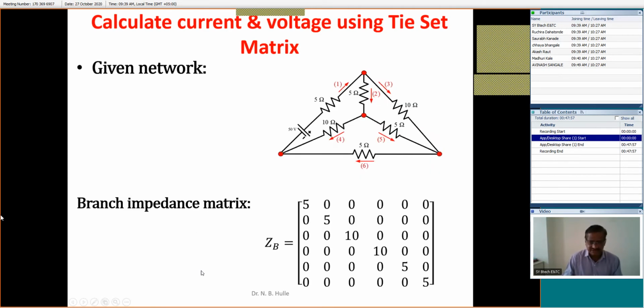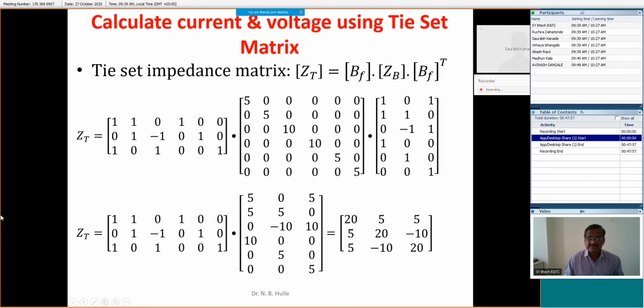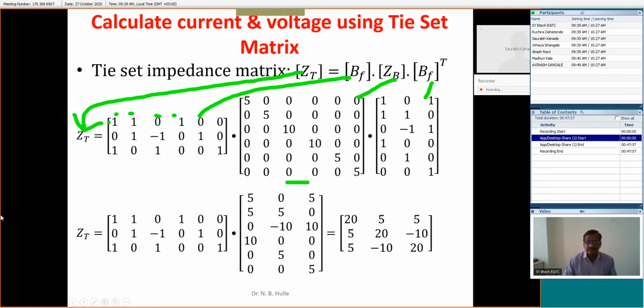ZB is the branch impedance matrix. I have just copied this ZB, which is 5, 5, 10, 10, 5, 5. And this is the transpose of this matrix: 110100, then the second row is 01-1010, and finally 101001. This is the BF transpose. This is the impedance matrix ZB, and we are interested in the calculation of the ZT, which is the tie-set impedance matrix.